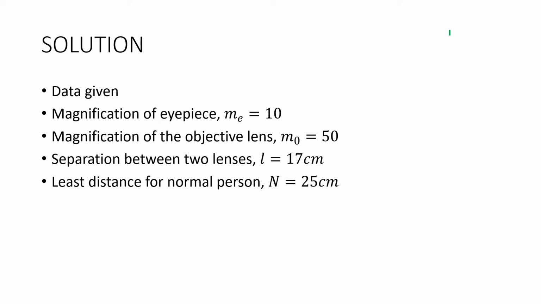In the problem, we are given that the magnification of the eyepiece, noted as ME, is 10 times. The magnification of the objective lens, noted as MO, is 50 times. The separation between the two lenses, noted by L, is 17 centimeter, and the least distance of distinct vision for a normal person is 25 centimeter from the eye.